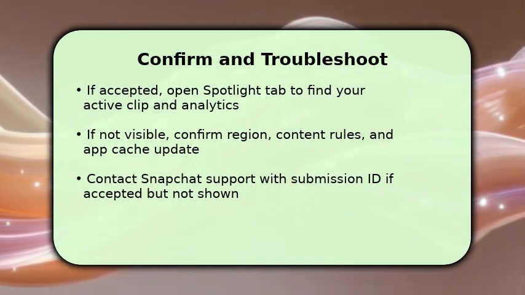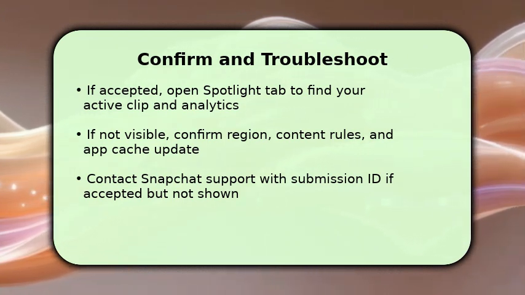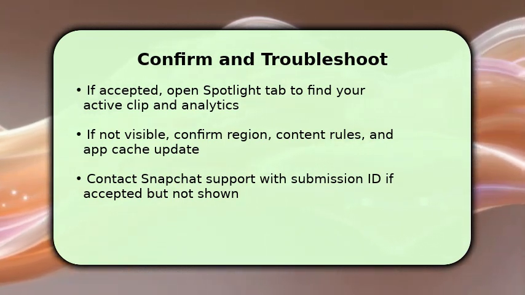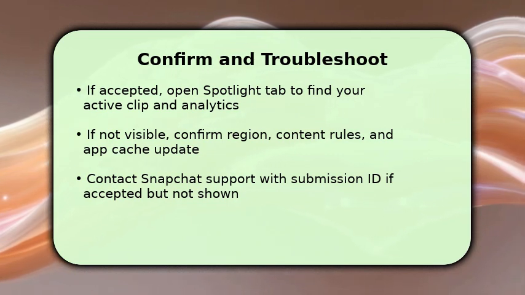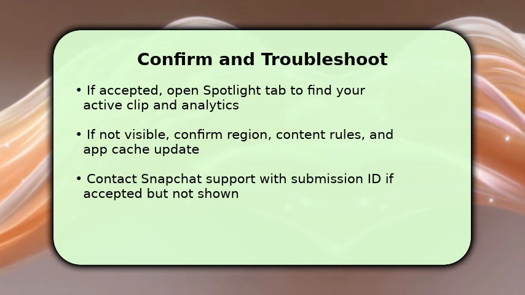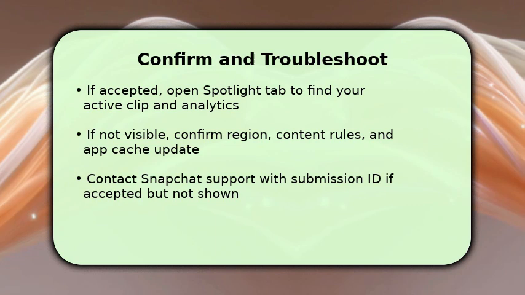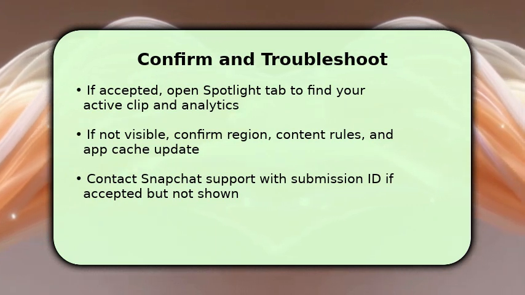Clear the app cache or reinstall to refresh content, and verify your clip met all content guidelines. If problems persist, gather the submission ID and contact Snapchat support because they can check internal distribution logs. This single escalation is the only reliable way to resolve unexplained visibility issues.